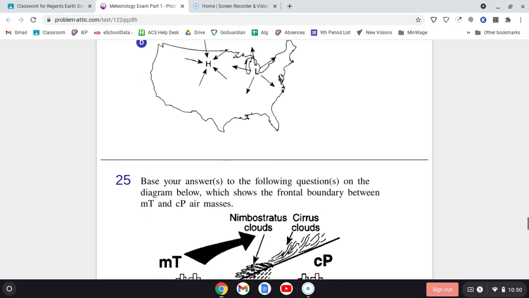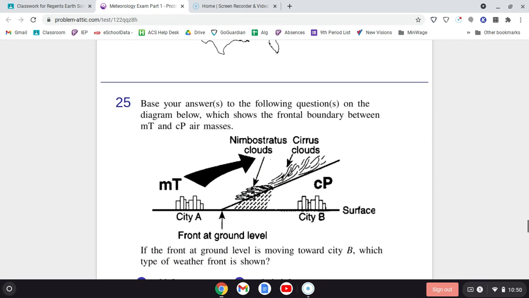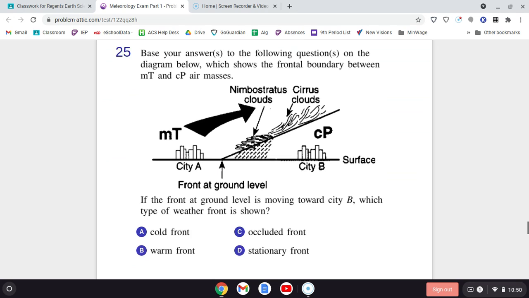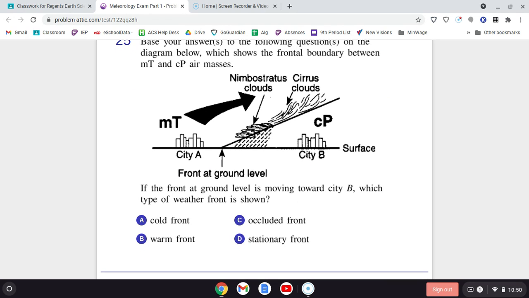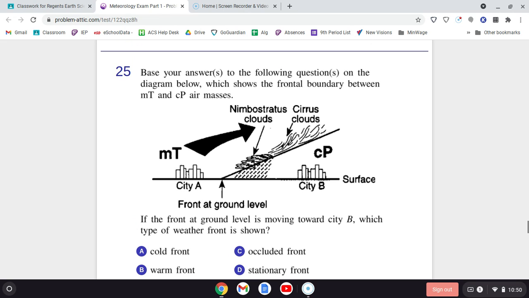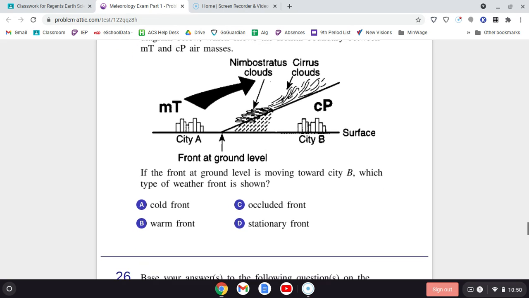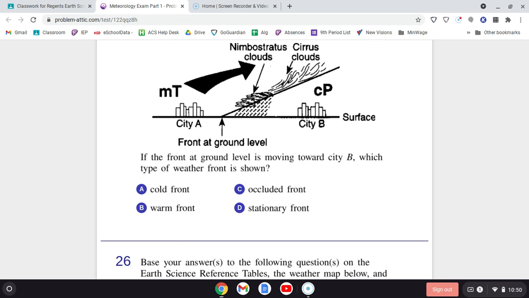Okay, are you good with that one? Yep. Number 25. This is the same picture we saw earlier. If the front at ground level is moving towards city B, which type of weather front is shown? I'm going to get rid of D. So it's either A, B, or C.